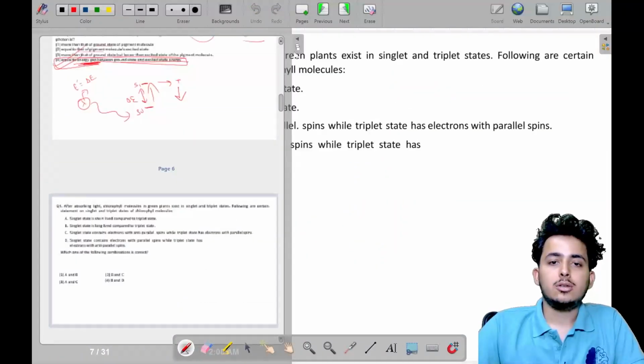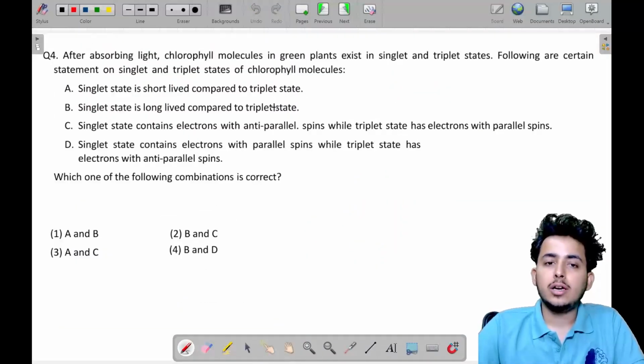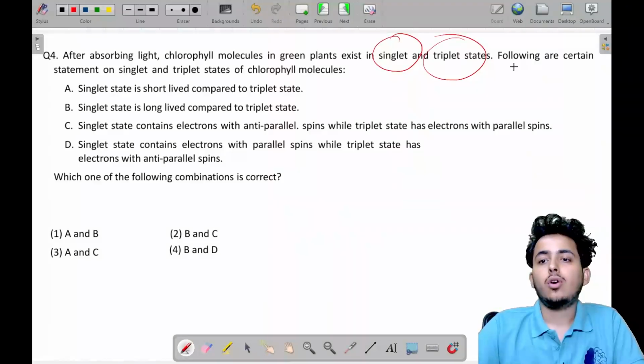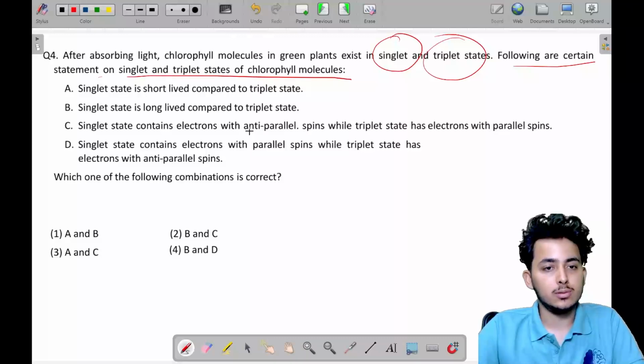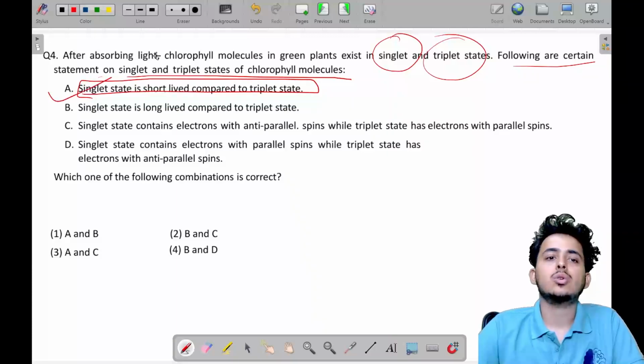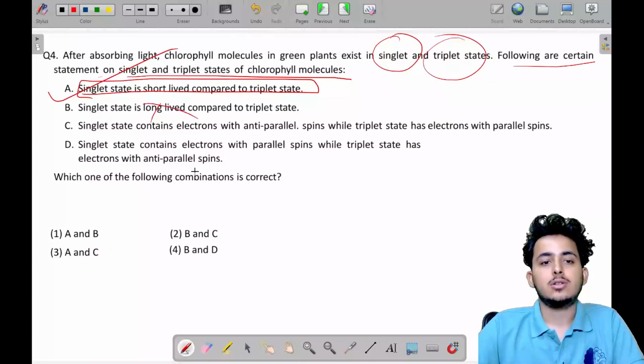Now another question is that after absorbing light, chlorophyll molecules in green plants exist in singlet and triplet states. Following are certain statements on singlet and triplet states of chlorophyll molecules. Singlet state is short-lived compared to triplet. That is what I told you. Absolutely correct. This is wrong.